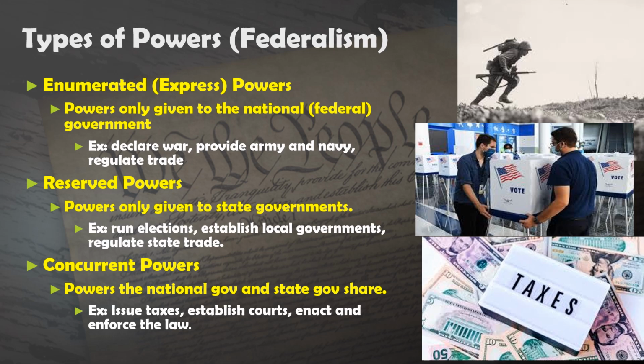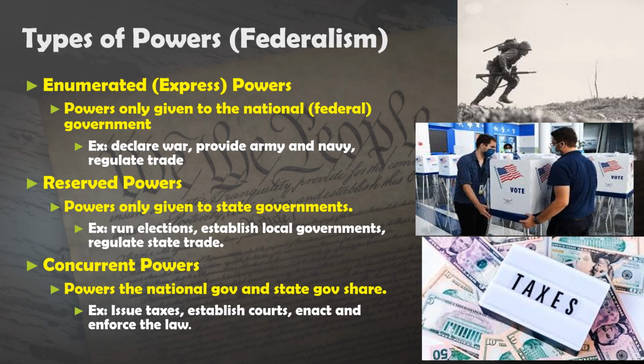All right, so let's talk about the types of powers within federalism. Okay, so there are three types of powers under our government. You have something known as enumerated powers or express powers, which basically states that power is only given to the national government. Okay, so enumerated powers, guys, are outlined in the United States Constitution. These powers are only given to the legislative branch, the executive branch, or the judicial branch. So some examples being declare war, provide an army and a navy, regulate trade. These are all powers that are only given to the national government, so specifically within Washington, D.C.